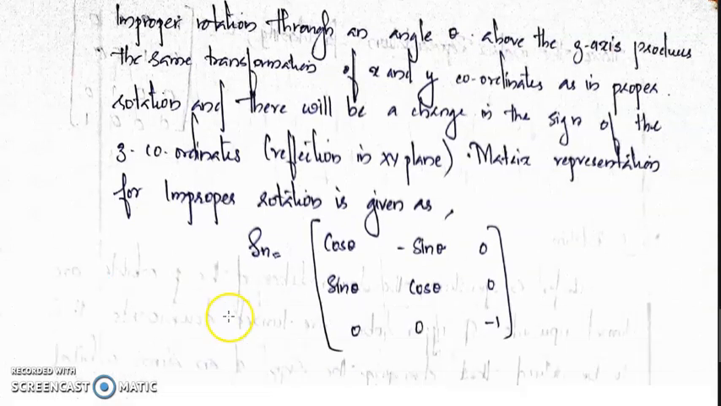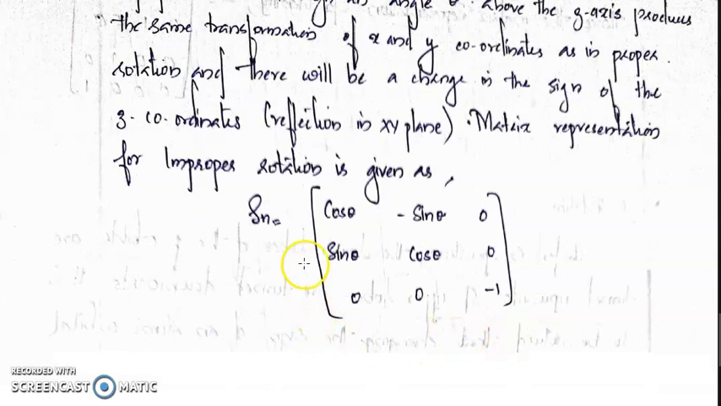And the matrix representation can be written as Sn is equal to cos theta, minus sin theta, 0, sin theta, cos theta, 0, 0, 0, minus 1. And this is the matrix representation for improper axis of rotation. That's all about the matrix representation of rotation and reflection. Thank you.